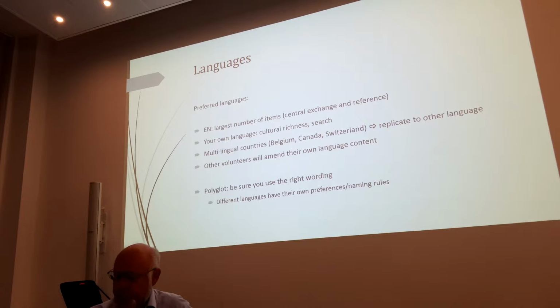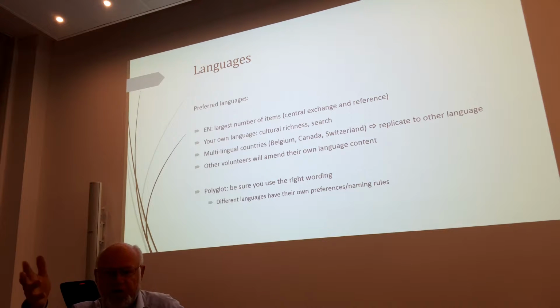Preferred languages. I already mentioned how important it is to have at least the English language as well as any other local language. Typical examples are Belgium, Canada and Switzerland. We are a multilingual country, so for all the objects located in Belgium, we would need to do a description in both languages.